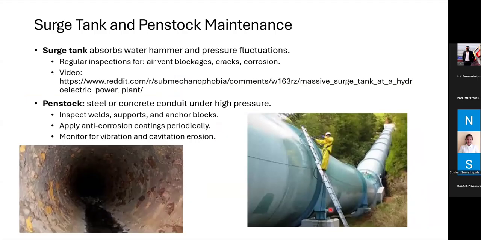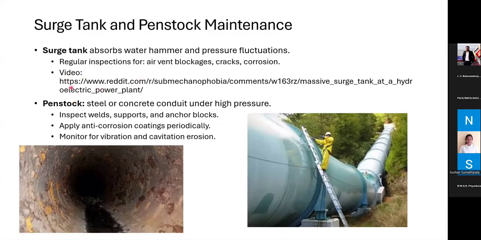With regards to the maintenance of each of these items, the surge tank absorbs the water hammer and pressure fluctuations. Therefore, we need to do regular inspections for air vent blockages, cracks, and corrosion. Since this is like a normal water well that you have at your houses, you can get different debris and trees lodged in the cracks and growing on those cracks, and corrosion of metal parts can happen.